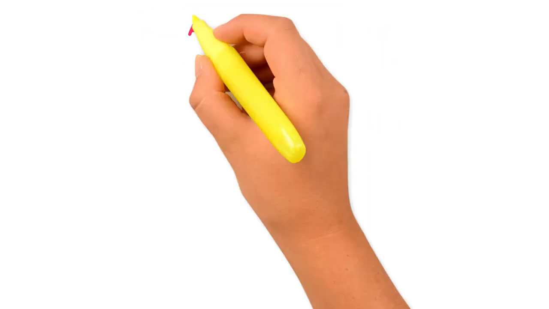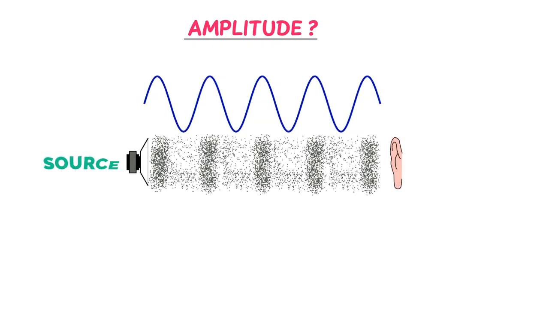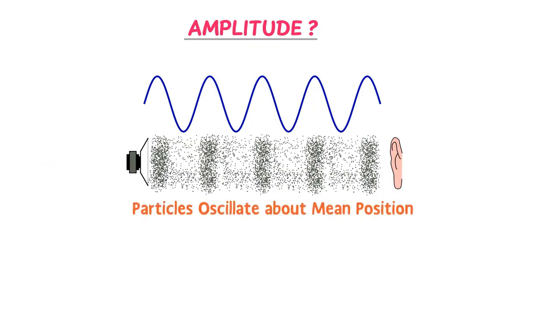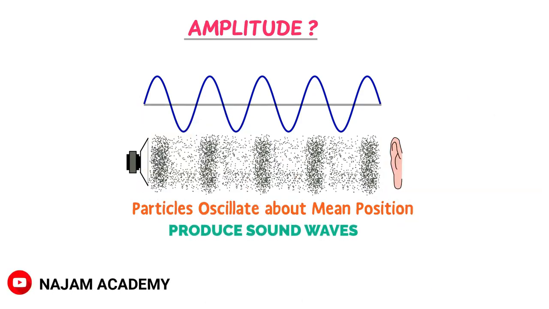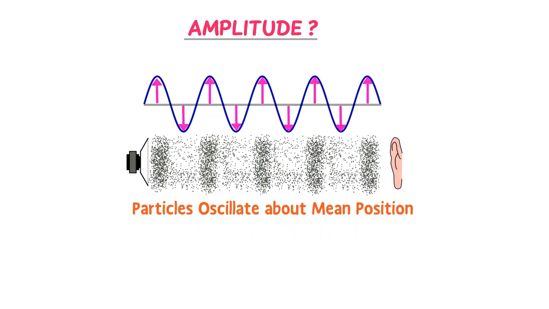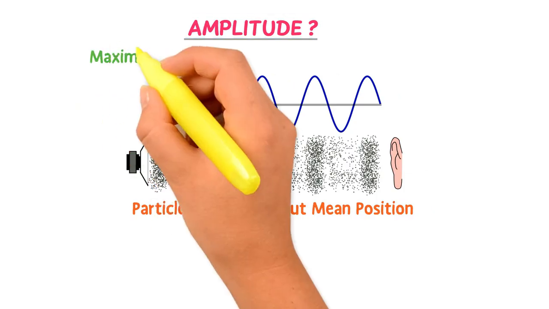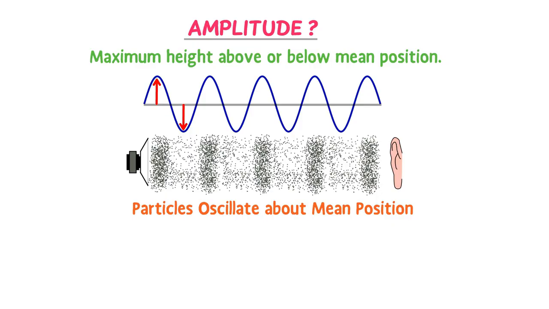Firstly, let me teach you what is amplitude. Well, consider the sound waves produced by the source. We know from the previous lecture that during wave motion, particles oscillate about their mean position or equilibrium position to produce sound waves. Now the maximum displacement of the particles either above or below from the mean position is called amplitude. Simply remember that amplitude is the maximum height above or below from the mean or equilibrium position.